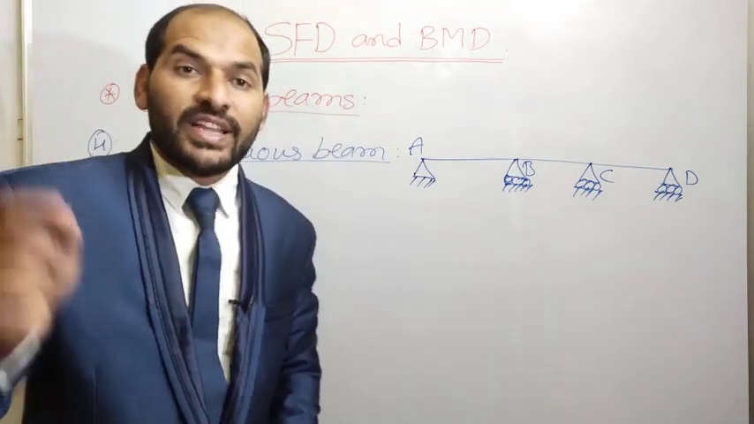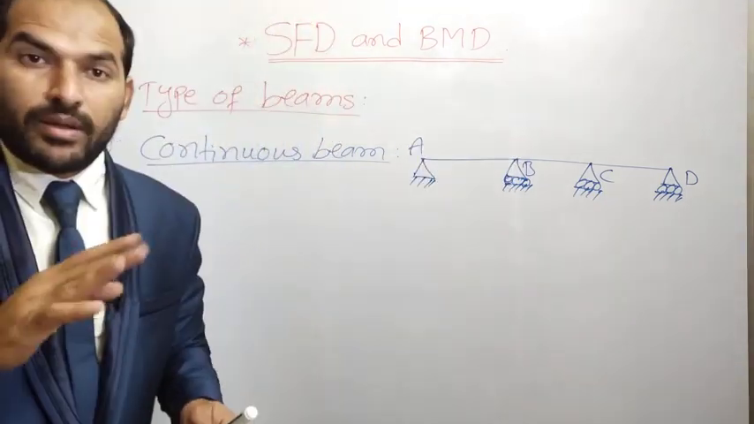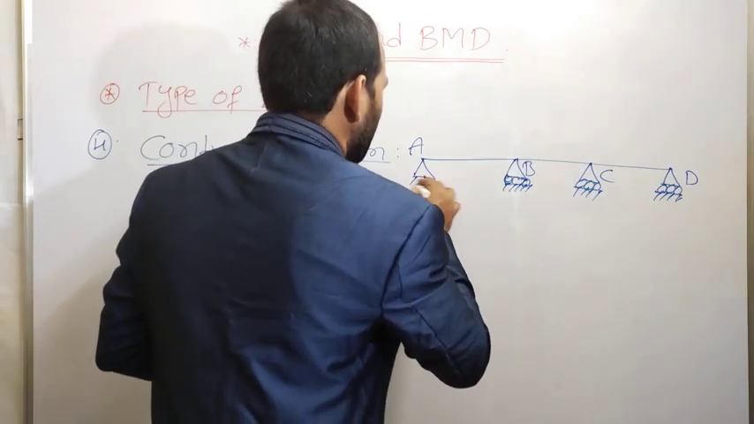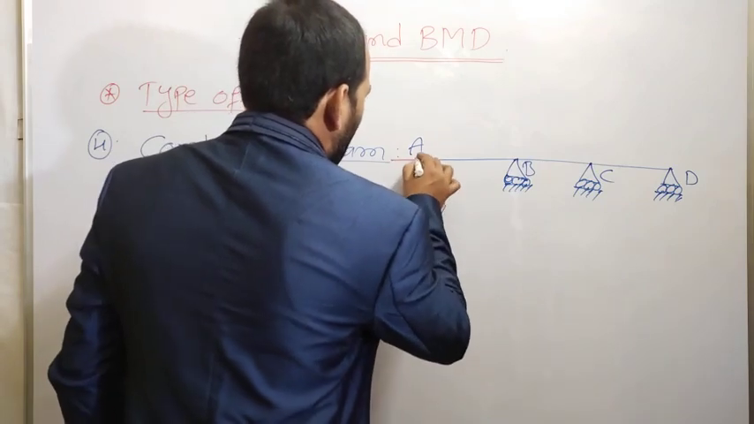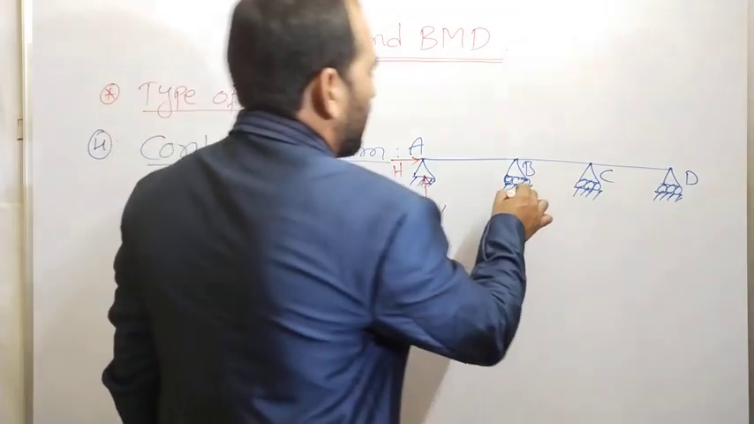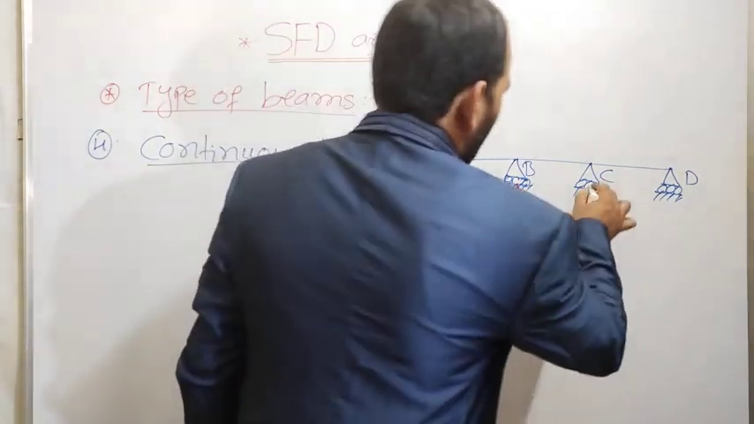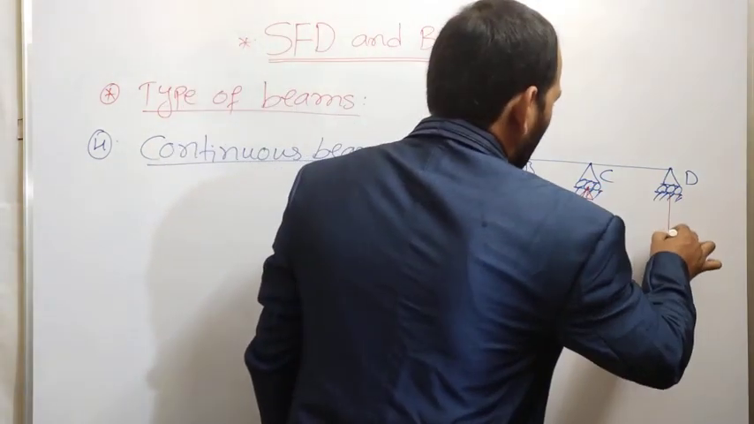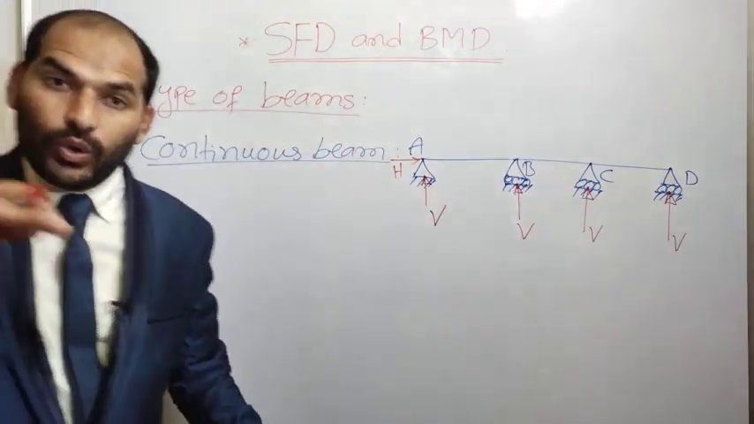In the continuous beam, the number of reactions differs based on the number of supports. Here this is the pin or hinge support. One vertical reaction develops and one horizontal reaction develops. And here, at the roller support, only one vertical reaction develops, and here, at the roller support, only one vertical reaction develops, and here only a vertical reaction develops because it is also a roller support.